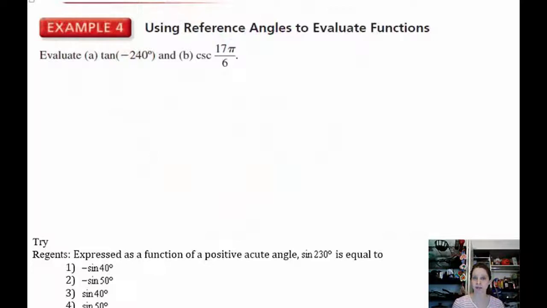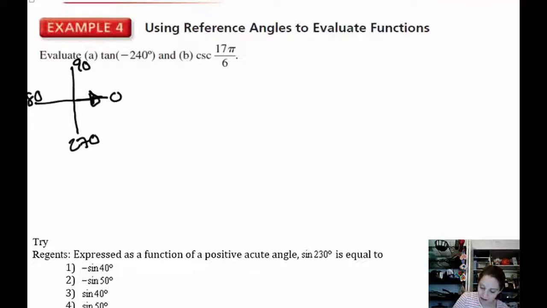Example 4, using reference angles to evaluate a function. Evaluate the tangent of negative 240 degrees. Let's go through the 3 steps above. 1, find the reference angle theta prime. So we have 0, we have 180, 270, and 90. So negative 240 is beyond 180, and it is 60 degrees beyond 180. This is 60 degrees, and that is my reference angle. So step 1, theta prime equals 60 degrees.